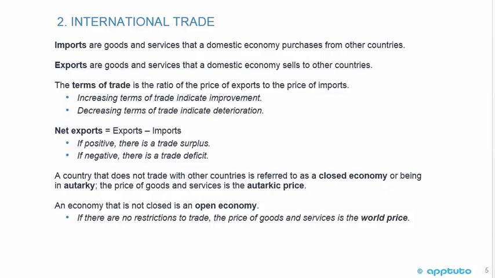If it's positive, there's a trade surplus. You're exporting more than you're importing. And if it's negative, there's a trade deficit. A country that does not trade with other countries is referred to as a closed economy or being an autarky. The price of goods and services is the autarkic price. Okay, so that's a little factoid buried into the reading that you may want to know. And an economy that is not a closed economy, well, it's the opposite. It's an open economy. If there are no restrictions to trade, the price of goods and services is obviously then the world price in an open economy.